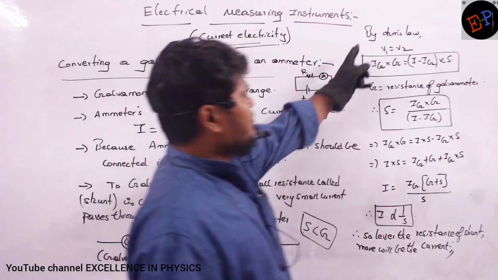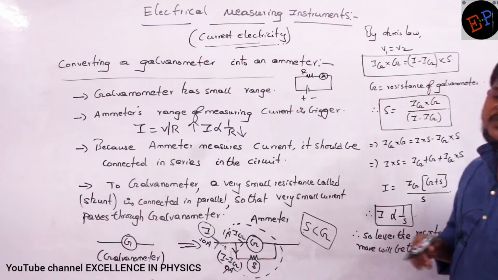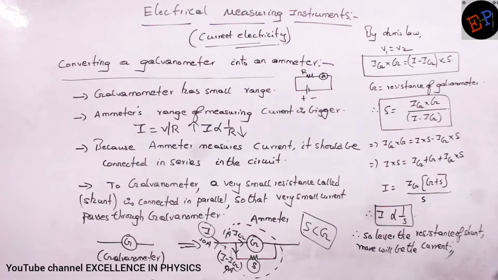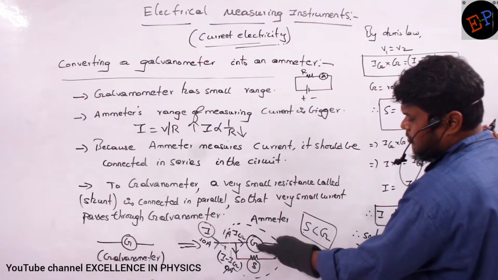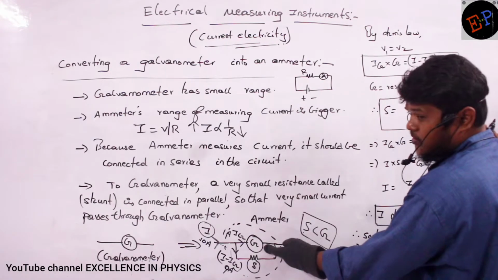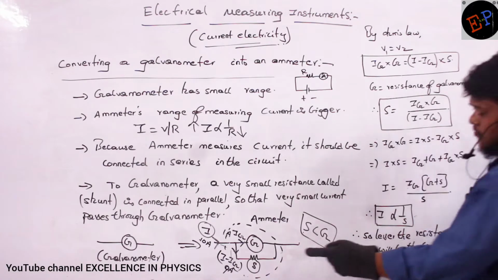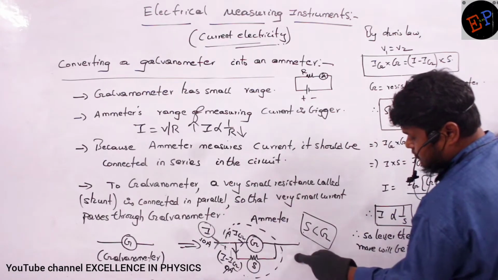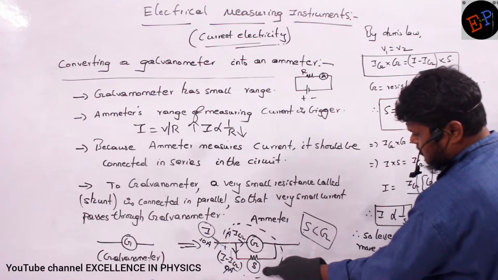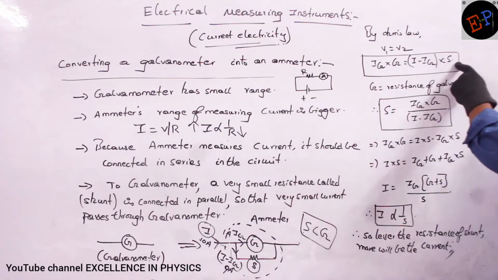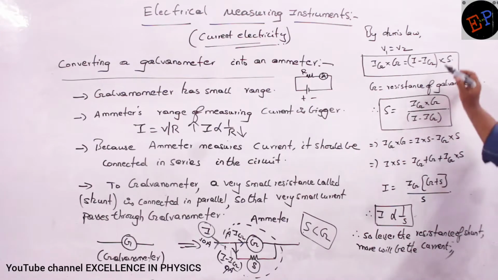So therefore, I am writing V1 is equal to V2. V1 is the potential difference across the first branch. V2 is the potential difference across the second branch. And what is the current flowing in the shunt? I minus Ig, times the resistance of the shunt. So this is a relation.